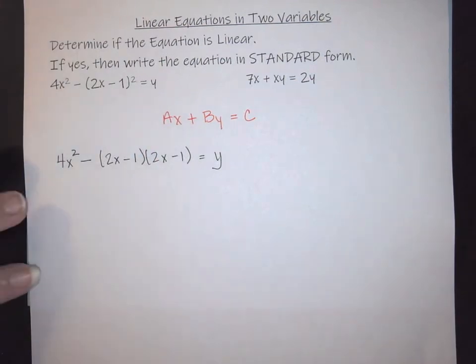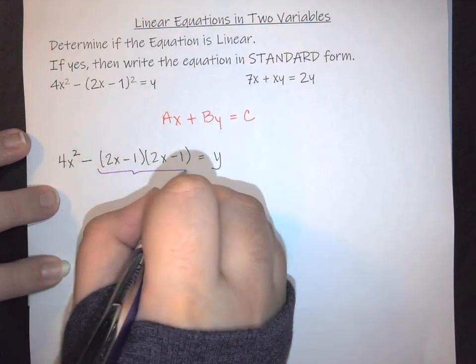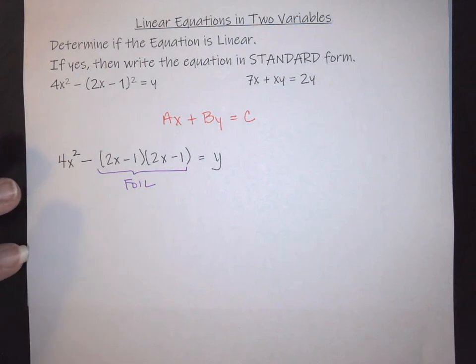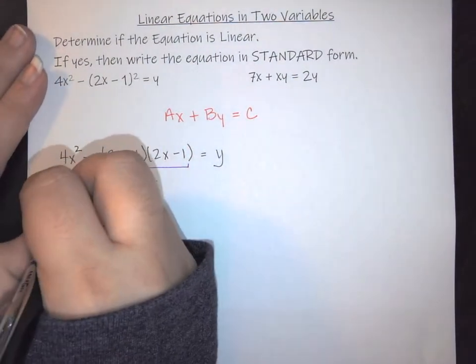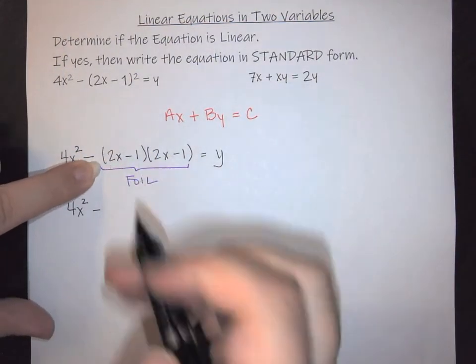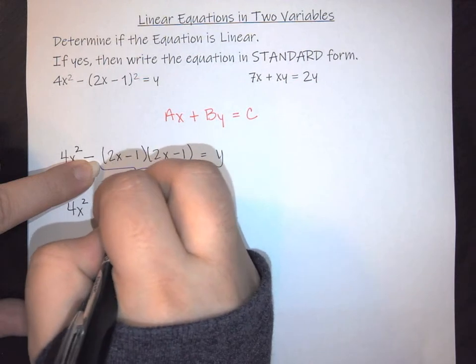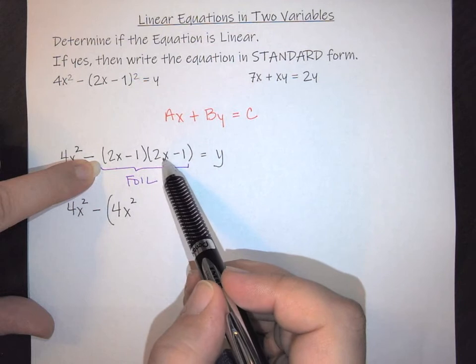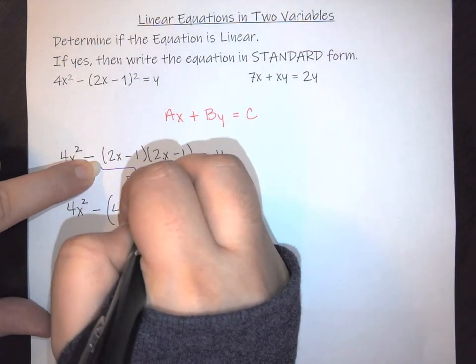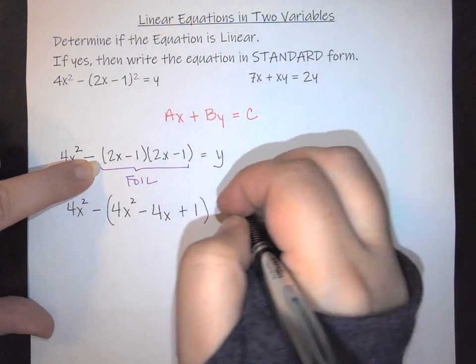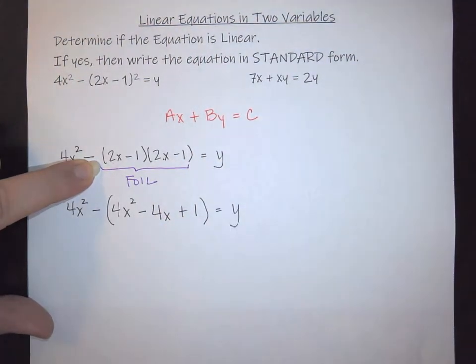So what I want to do here is take this equation and FOIL these two pieces together. When we do that, my 4x squared is going to stay. When I come down, I have 2x times 2x, which gives you a 4x squared. I have 2x and negative 1, and then negative 1 and 2x. So this combined gives you a minus 4x. And then 1 and 1 gives you a plus 1. And this here is going to equal y.